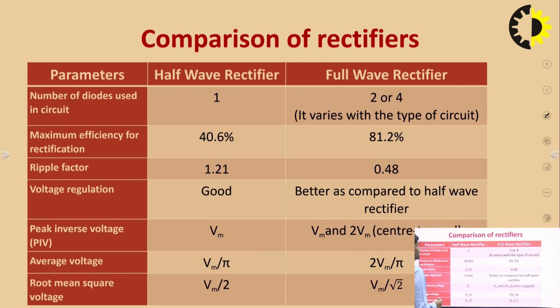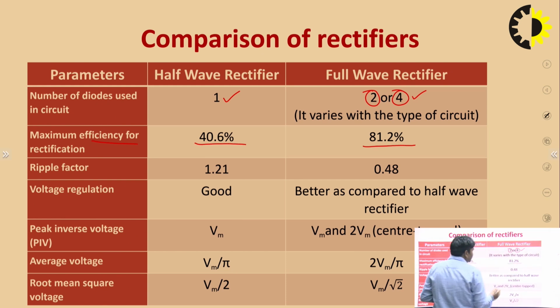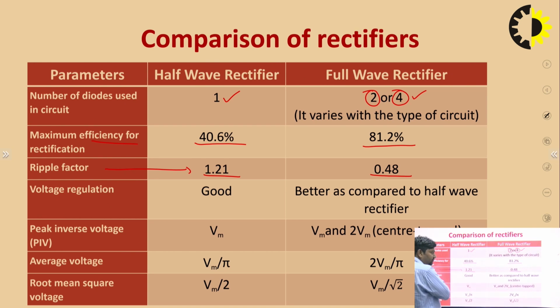So this is the comparison of rectifiers. In the half wave rectifier, one diode is sufficient, but in the full wave rectifier, for center tap 2 diodes are sufficient, and for the bridge rectifier 4 diodes are sufficient. What is the maximum efficiency? For half wave 40.6, and in this case 81.2. What is the ripple factor? The ripple factor is 1.21, and the ripple factor in the full wave rectifier is about half, 0.48.